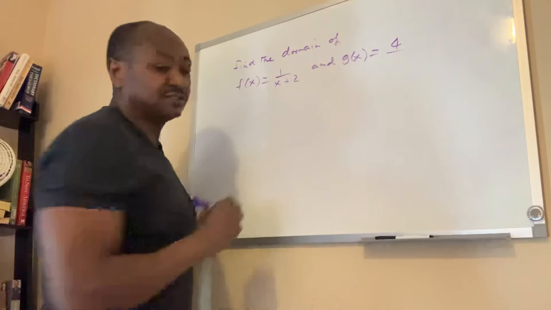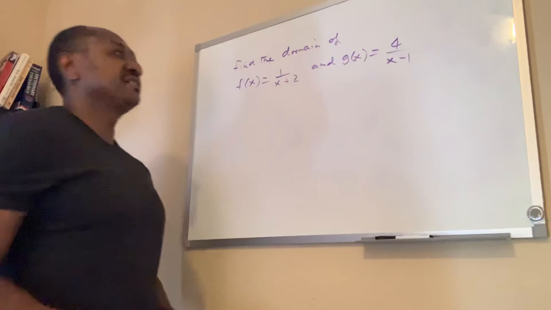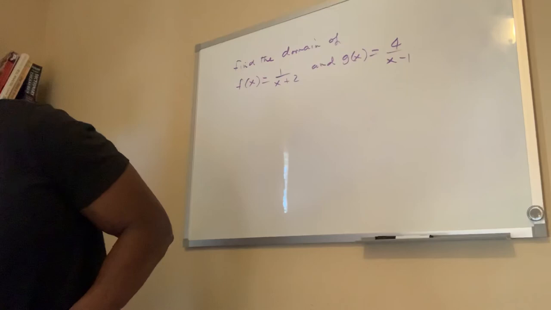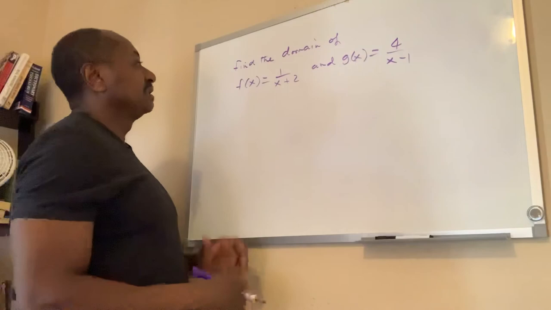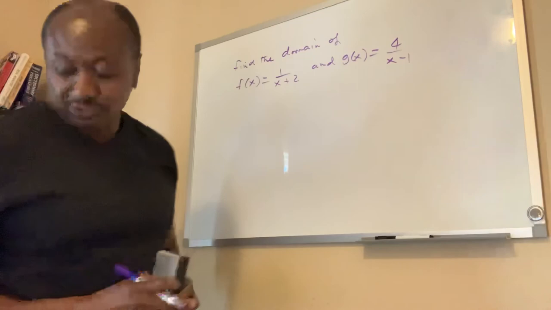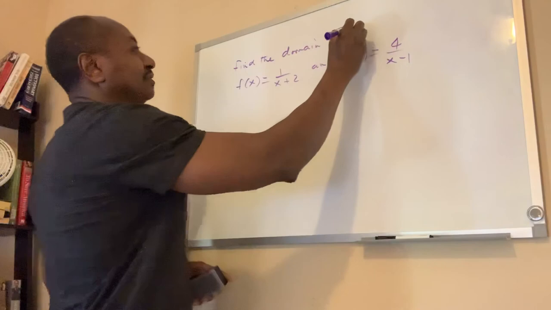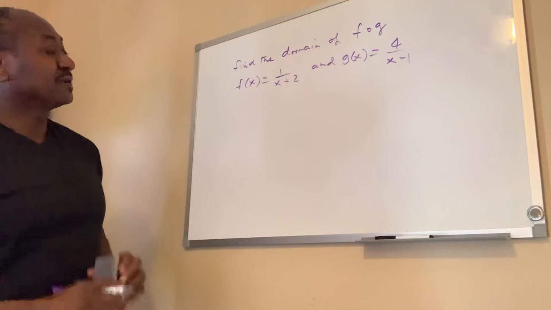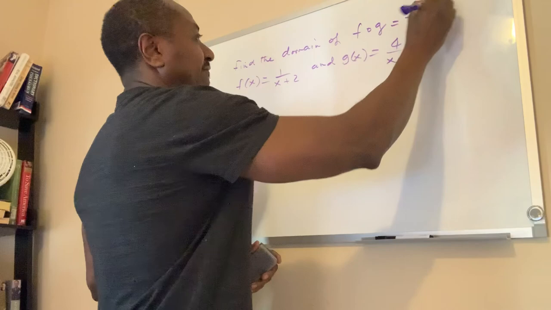Here you realize that you've not been told to find the composite functions. You're just asked to find the domain of f of g. Meaning f of g is the same as writing g of f, composed with what?